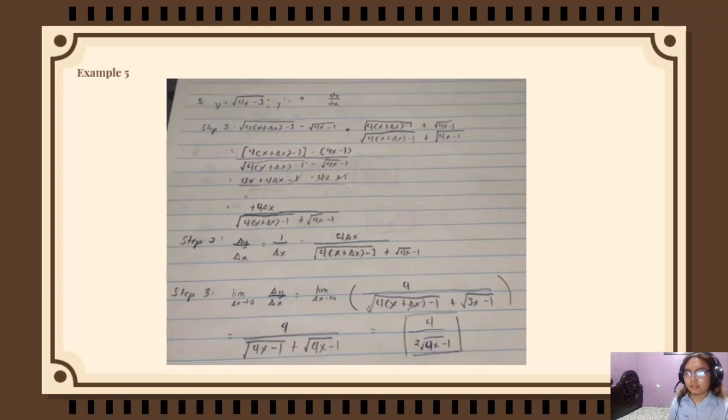So, magiging square root na to. Square root 4x minus 1 plus square root 4x minus 1. So, magiging 4 over 2 square root of 4x minus 1. Okay? Di ba pwedeng ganyan na lang nun para mas simple? Si-simplify lang natin. So, ito na yung pinakasagot natin. Okay? Next tayo.